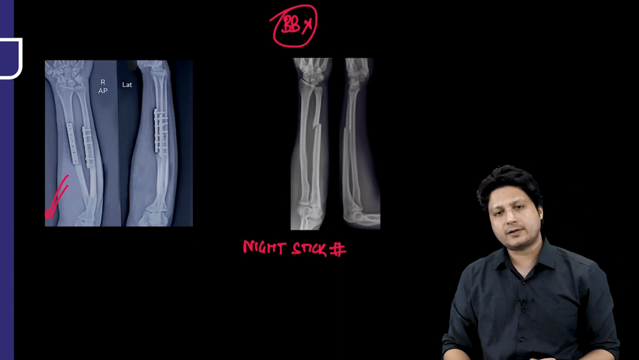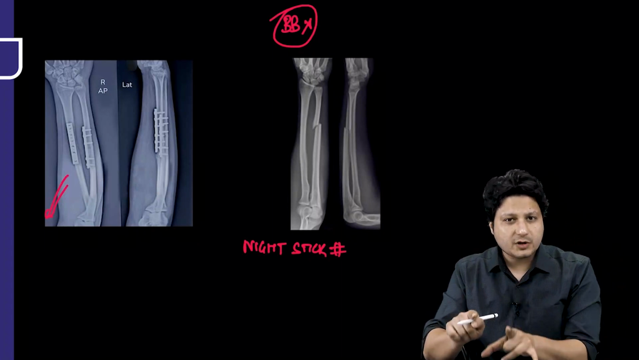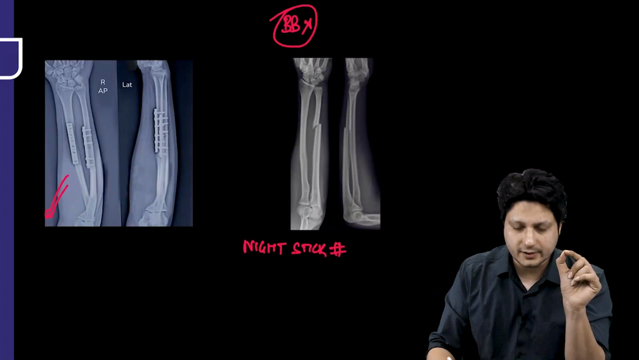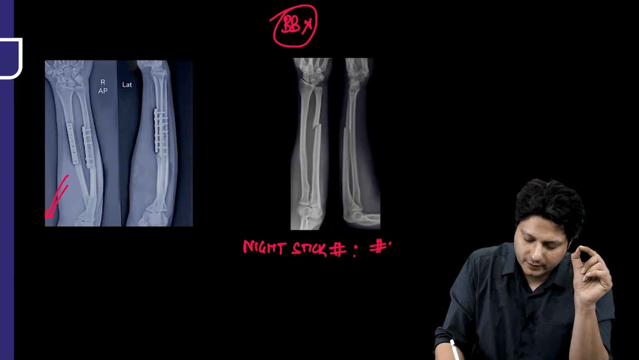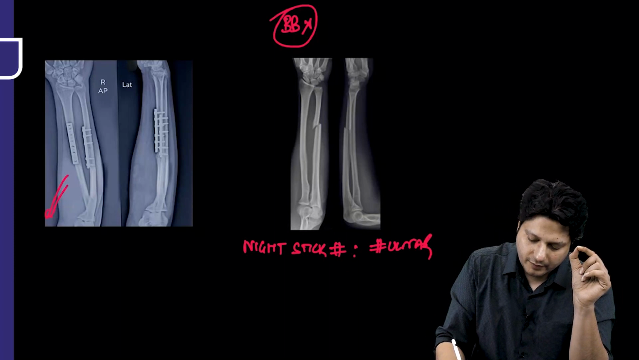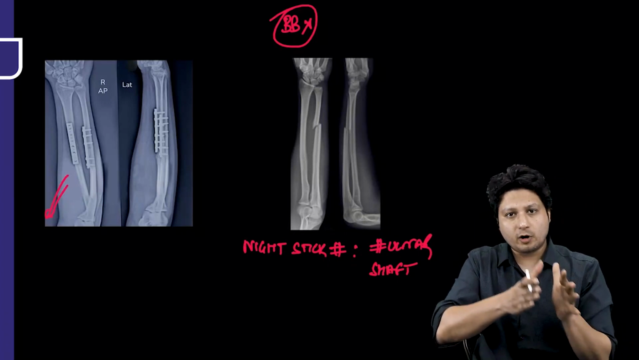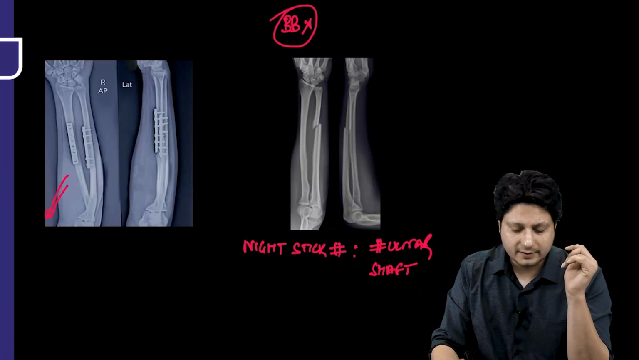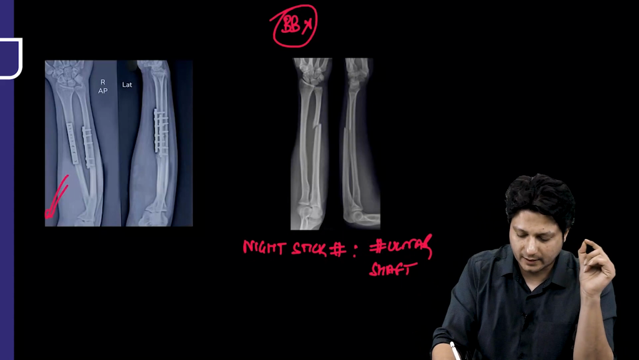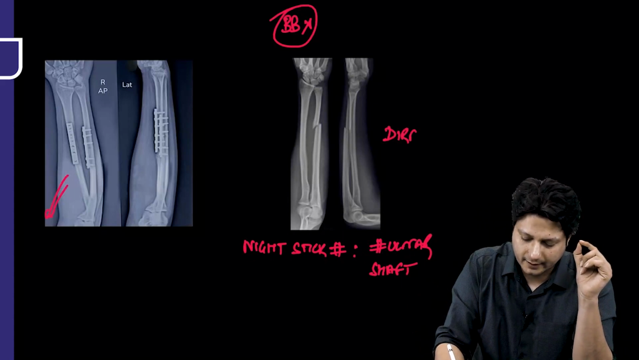All right, what is nightstick fracture? It is the isolated fracture of the ulna with intact radius. So there is a fracture of the ulnar shaft without any fracture of the radius. Fracture of both bones of the forearm, as I told you, is because of indirect injury. But isolated fracture of the ulna is the result of direct injury.